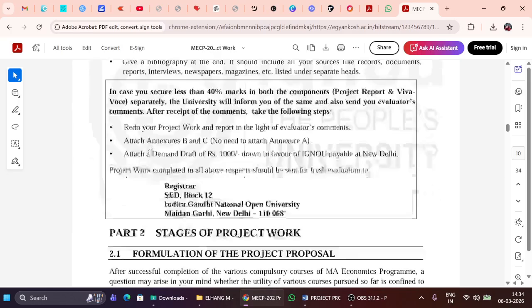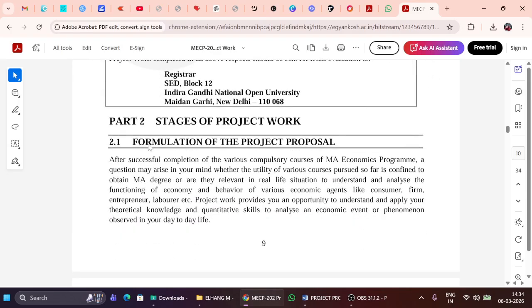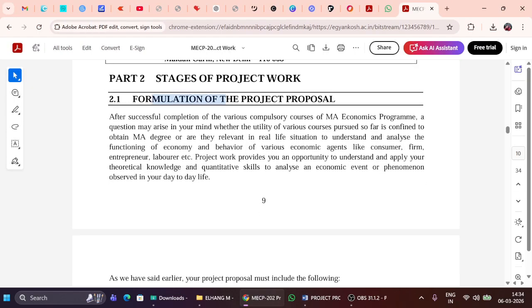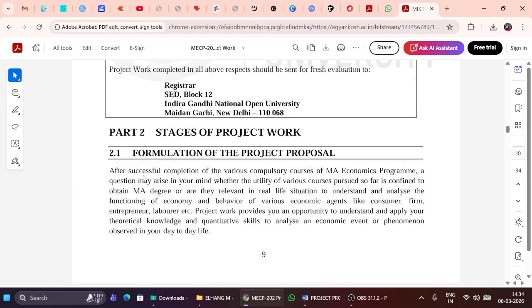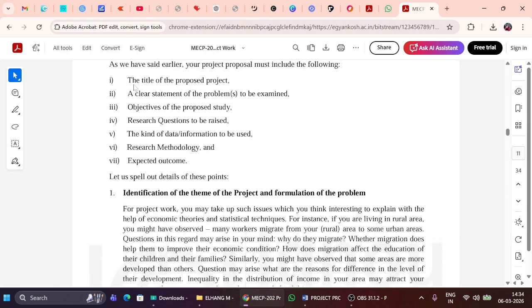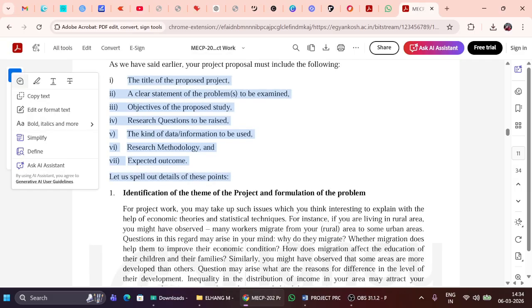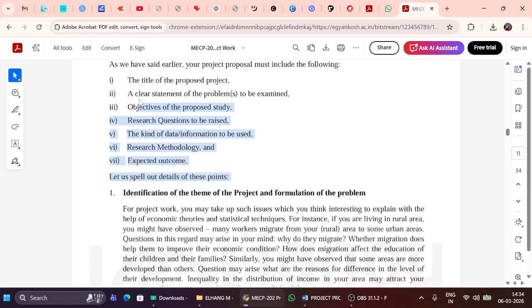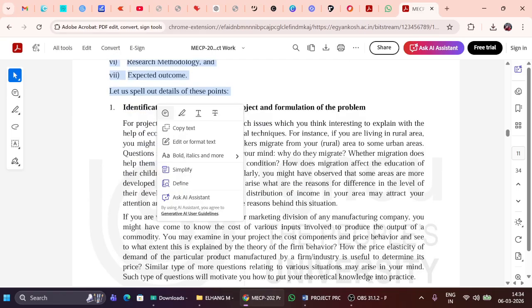Okay, now formulation of the project proposal. We'll be talking about formulation of the project proposal. So we already had a discussion about these things. Your project proposal must have these things. So let's go ahead.